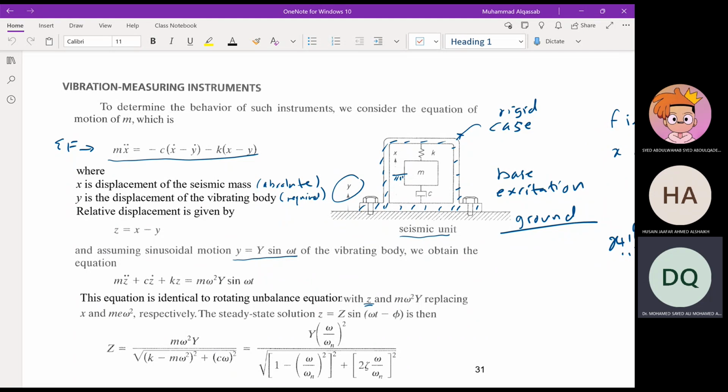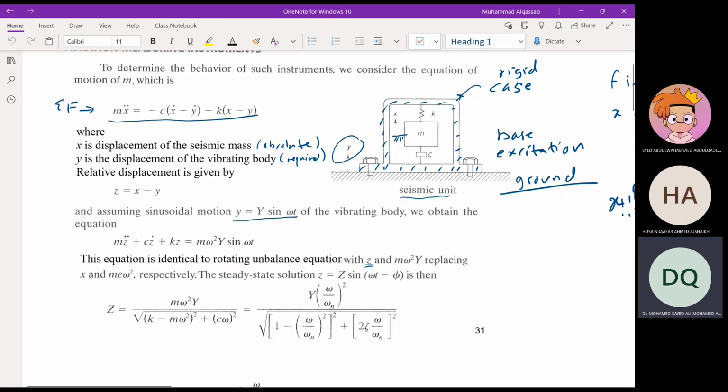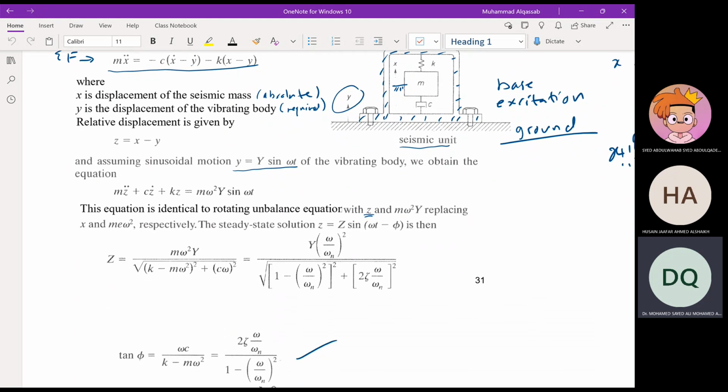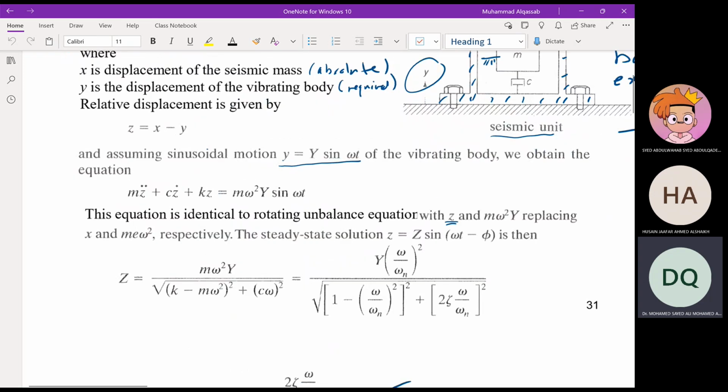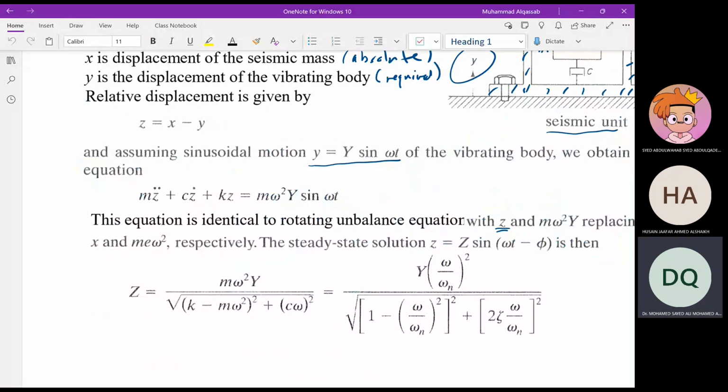Okay, and then we derive the relative equation Z, which is x minus y, and this becomes the basic excitation. So we can put the equation of motion in terms of Z, which is m z double dot plus c z dot plus k z equal to m omega square y sin omega t. And then we can see the solution of this equation.